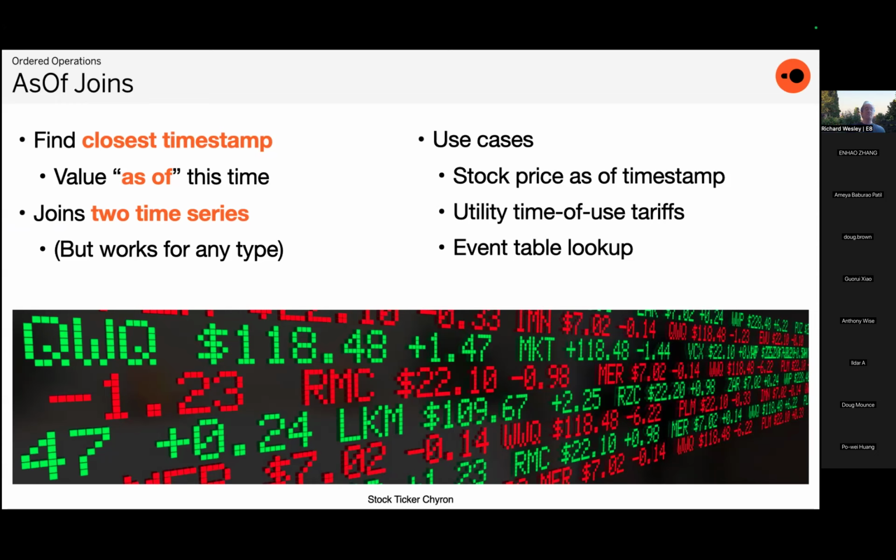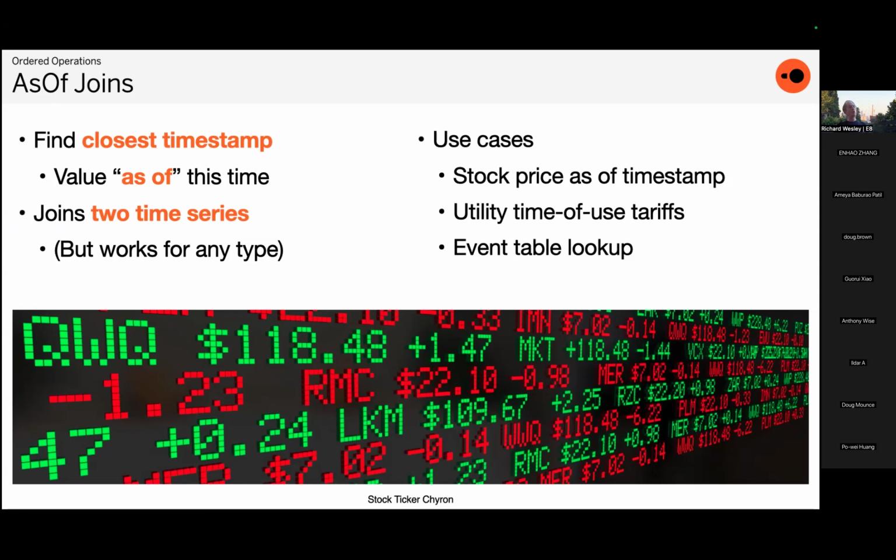And so it joins these two time series. It says time series, but we've generalized it for any type. And it's not just stocks. I hate that the example is always stocks that people are using this for. But again, because I do energy stuff, utility time of use tariffs is also a great way to use it.